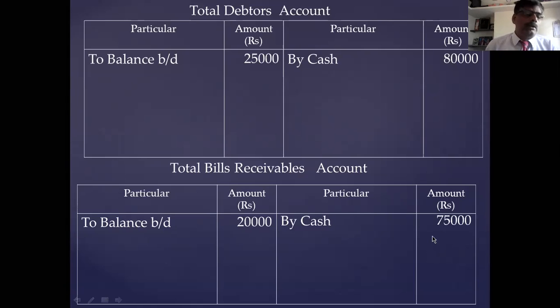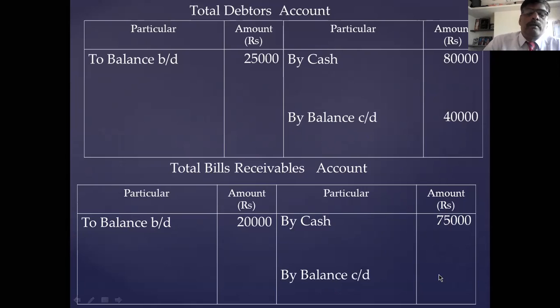Cash book portion completed. Then come to the adjustment. In the adjustment, debtors closing balance is given. You record the closing balance 40,000. Then bills receivable closing balance is given. Closing balance by balance carried down amount is 30,000. Okay. Balance is completed.